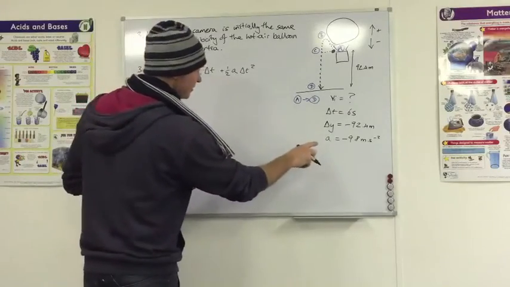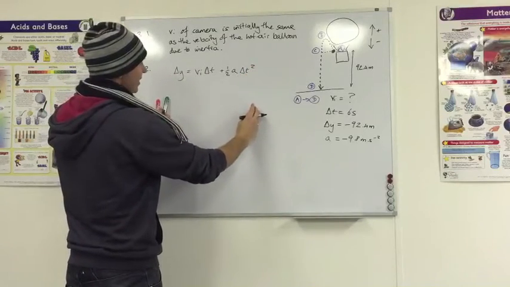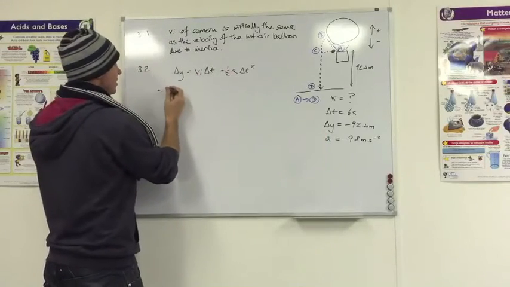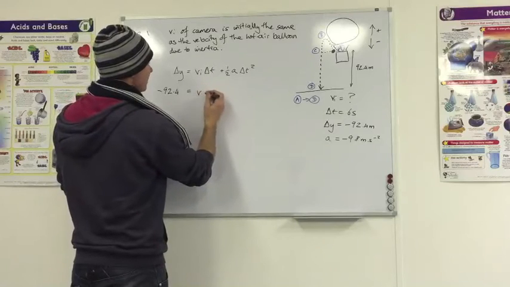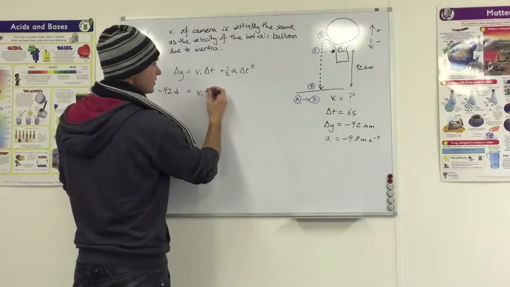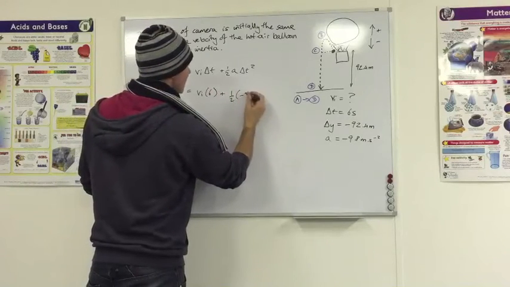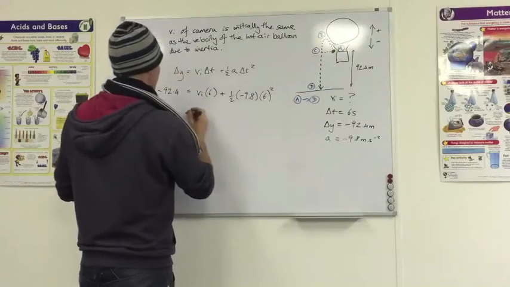So let's sub in our values, and I'd suggest just keep everything in the format that you've laid it out and just plug the values in. Okay, so here we go. So delta y is minus 92.4. VI is what we're trying to find. Delta t is 6. Plus a half, minus 9.8, 6 squared.